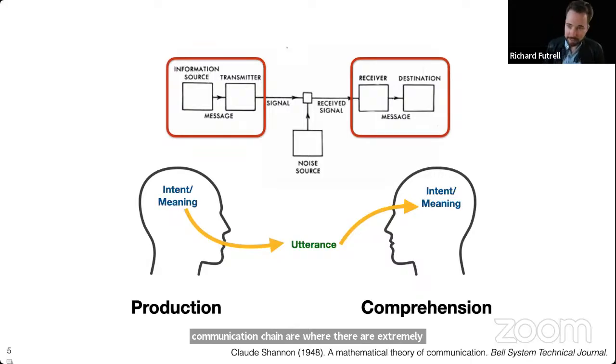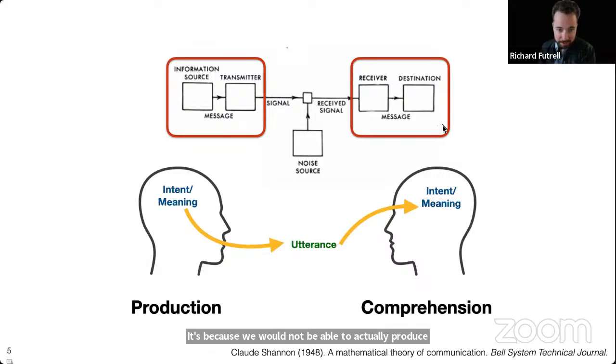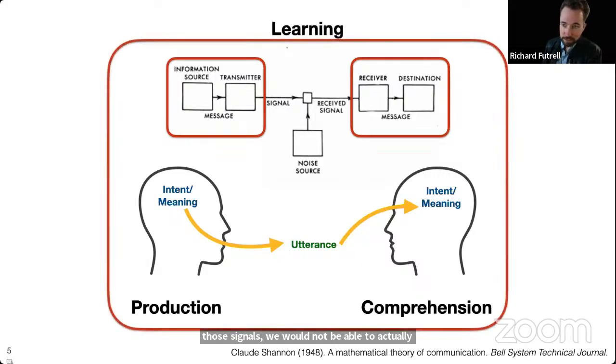So, why do we not talk to each other like modems or something? It's because we would not be able to actually produce those signals. We would not be able to actually comprehend those signals. Furthermore, the whole system has to operate under the constraint that you have to learn it pretty fast from data, which is not usually what's considered in information theory. And so basically, these are 3 points of constraint.